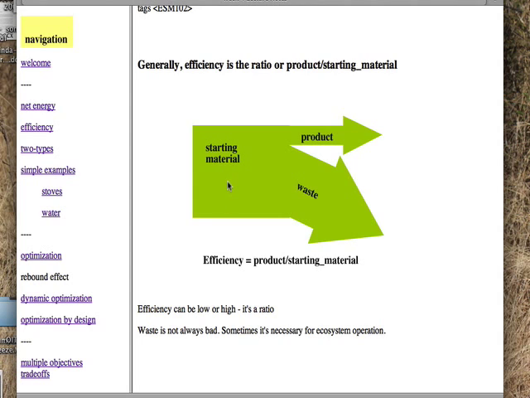So now efficiency can be high or low. It's just a ratio. And sometimes this waste that's going off is not bad. Sometimes having the right waste may be much more important than getting just the optimal amount of product. And we see that in chemical reactions and other things where we really like to get a good set of product, but some waste might be toxic and some might not. But I'm going to talk about some other examples of that too.